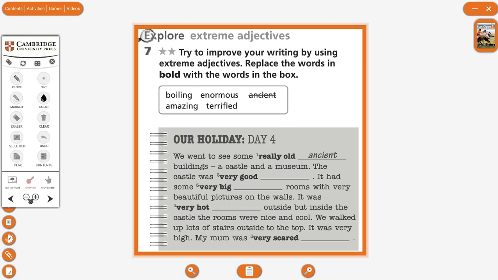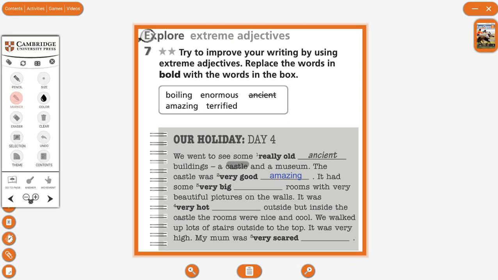Now I start. Look at our holiday day 4. We went to see some really old, we say some really old, but we can say also ancient buildings. As a castle, what does it mean, castle? Castle, Turkish meaning kale. Okay? And a museum. The castle was very good. Very good. Look at very good. We can say also, instead of very good, amazing.